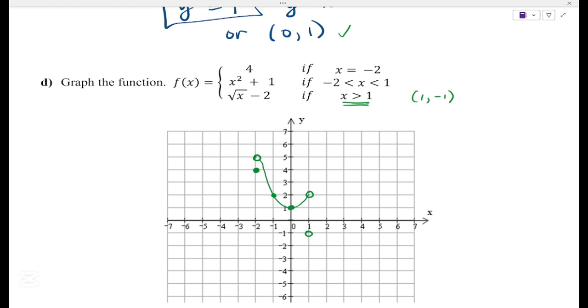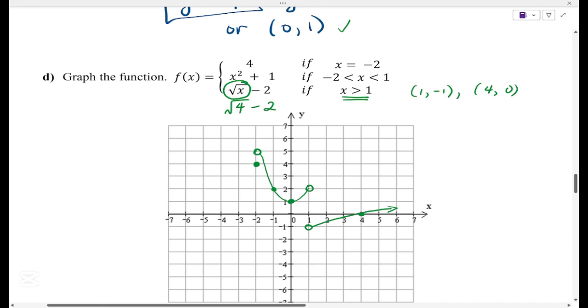Next value of x that I can put, since this is square root of x, let us try 4 because it's easy to put 4 in square root. So square root of 4 is 2. So we have square root of 4 minus 2. So when we have 4, the answer is 0, so 4, 0. And I guess that's it. We can now connect this using a curve like that. That's it. This is the graph of the third equation.